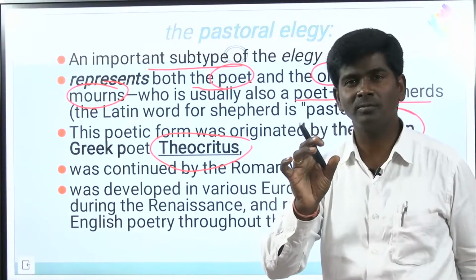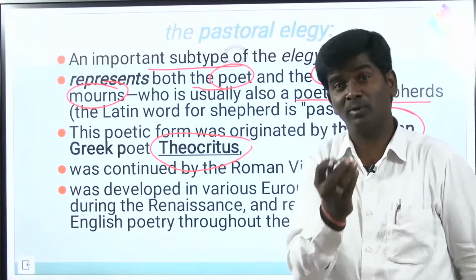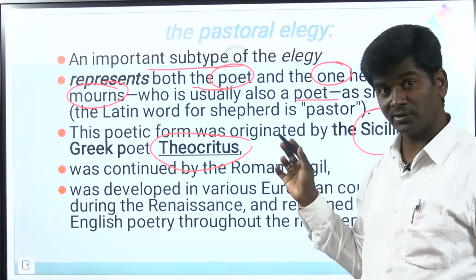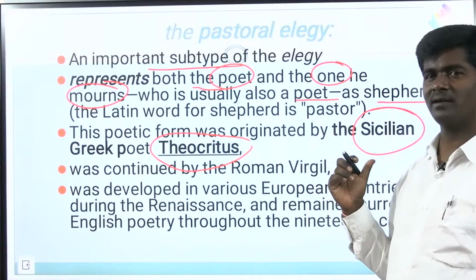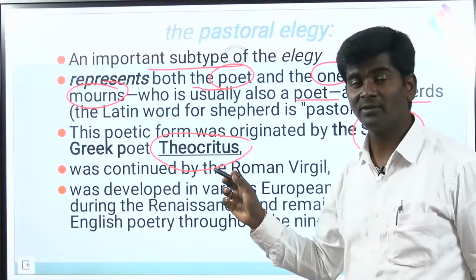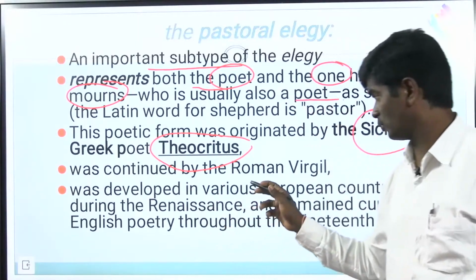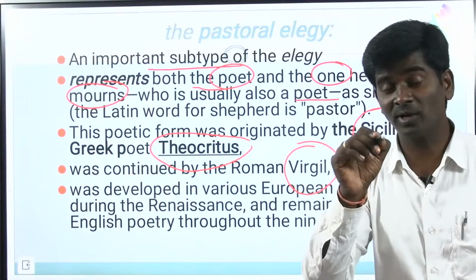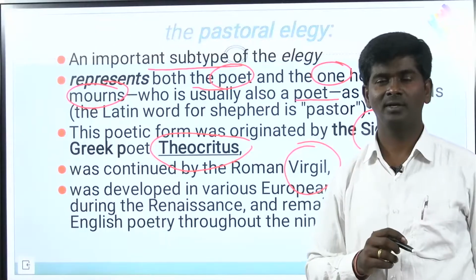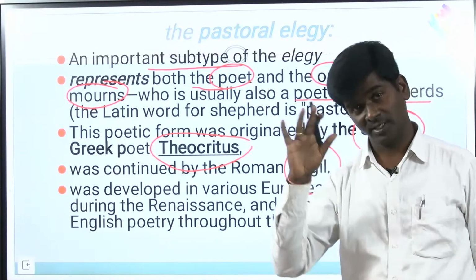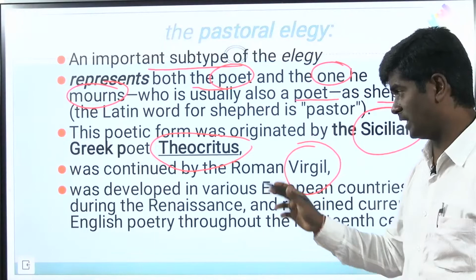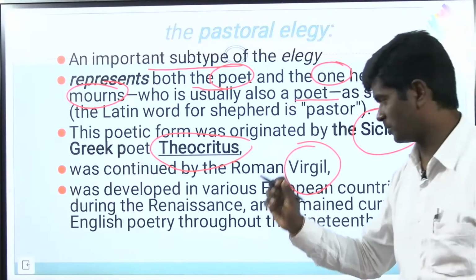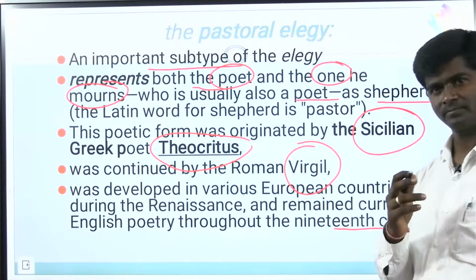Pastoral refers to shepherds. It is its etymological meaning, and it was asked. Next, this pastoral elegy was first introduced in Greek literature by the Sicilian Greek poet whose name is Theocritus. It was continued by the Roman Virgil, very important, who introduced pastoral elegy. Virgil wrote a number of pastoral elegies. It was developed in various European countries during the Renaissance and remained current in English poetry throughout the 19th century.